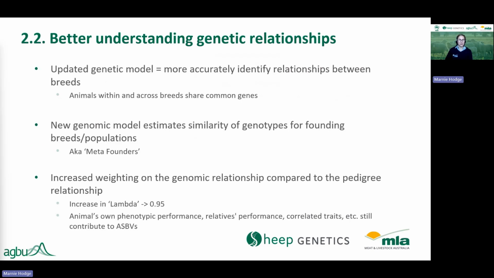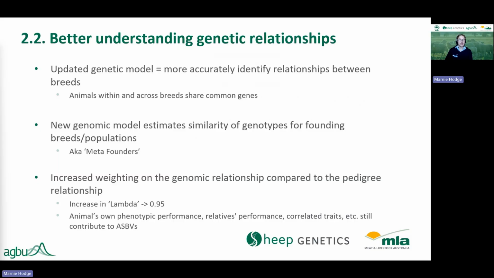Another update that AGBU has made to the combined LAMBPLAN analysis to better understand genetic relationships has been an update to the genetic model, which essentially means that we're able to more accurately identify relationships between breeds. And again, this is important because animals within breeds and across breeds share common genes. So this update to the genetic model has enabled us to more accurately identify relationships between animals, therefore more accurately estimate breeding values.